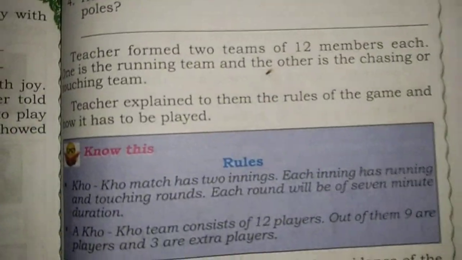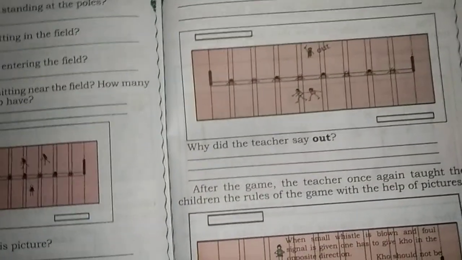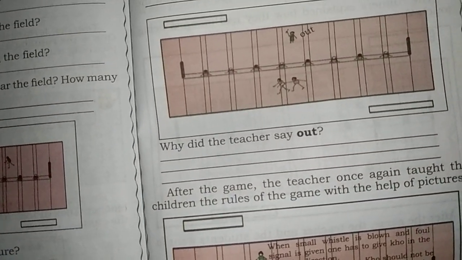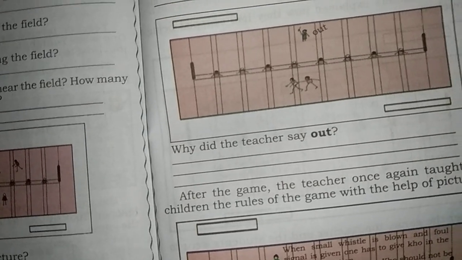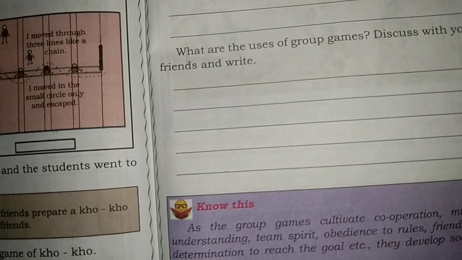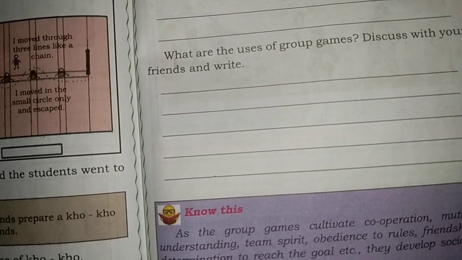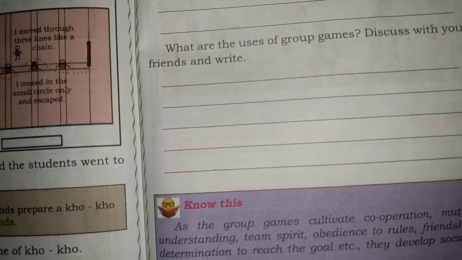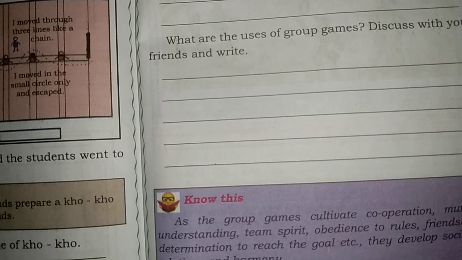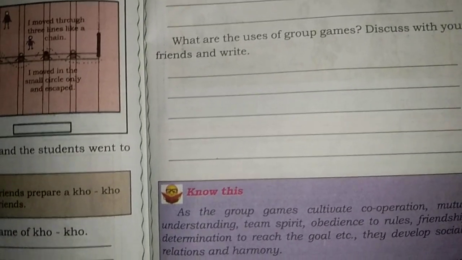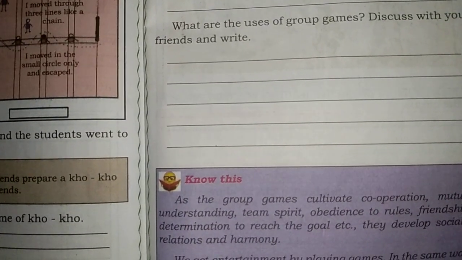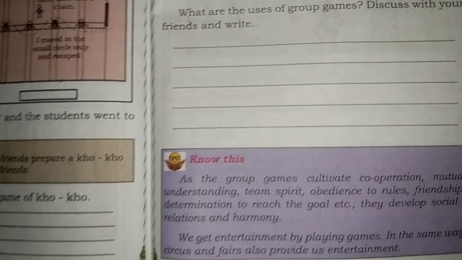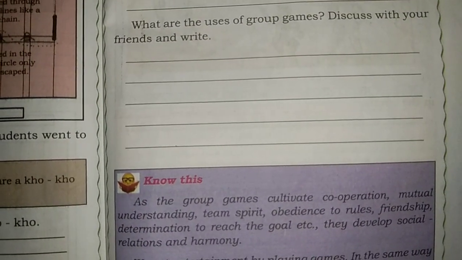Also, how many innings are there in one game. After the game, the teacher also taught the children the rules of the game with the help of pictures. In this lesson, we cultivate cooperation, mutual understanding, team spirit, obedience to rules, friendship, determination to reach the goal, and also develop social relations and harmony. All these things we discuss in this class.